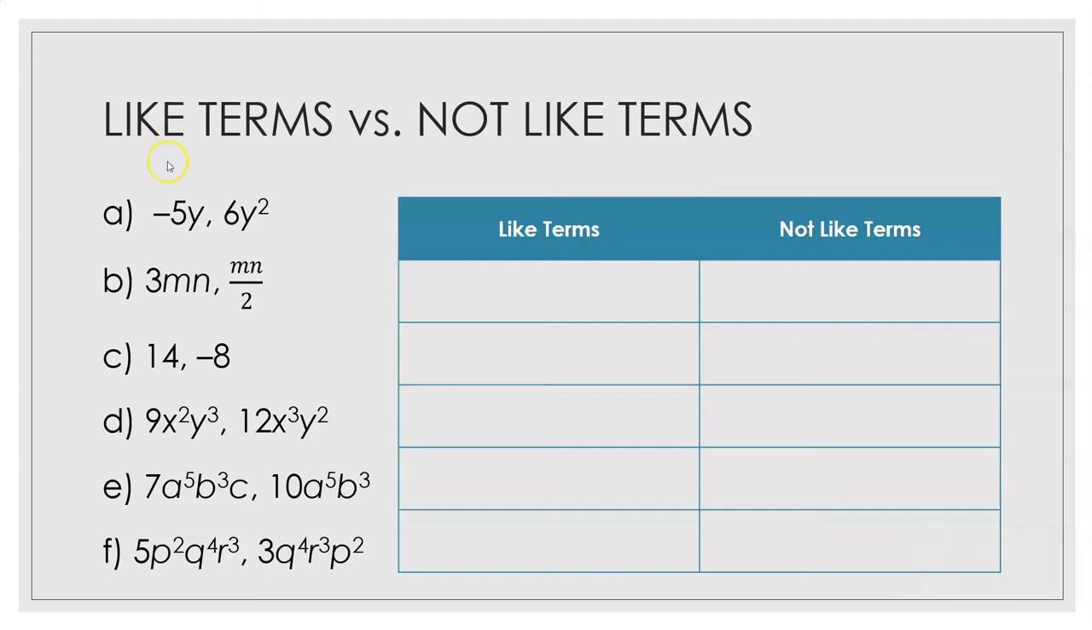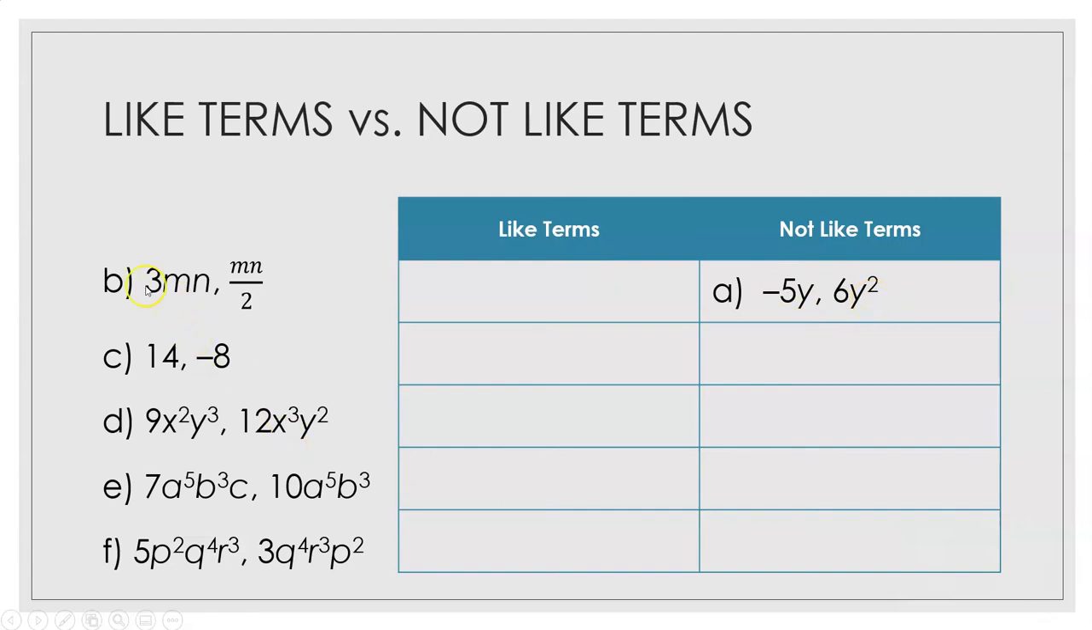So if we look at choice A right now, we have negative 5y and 6y squared. Those are not like terms because although they both have a y, one is squared and one is not. So A is not like terms.